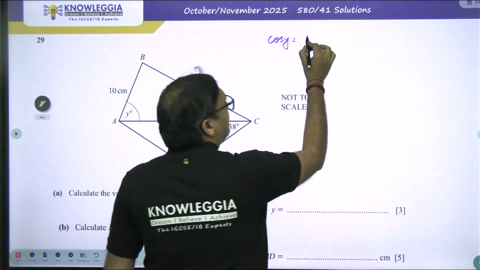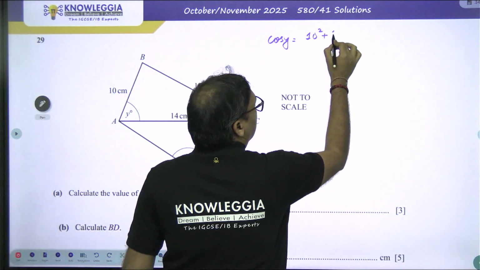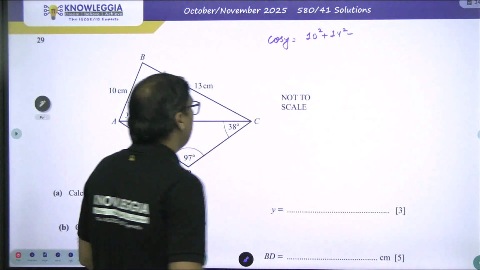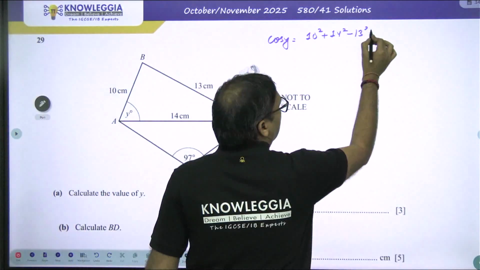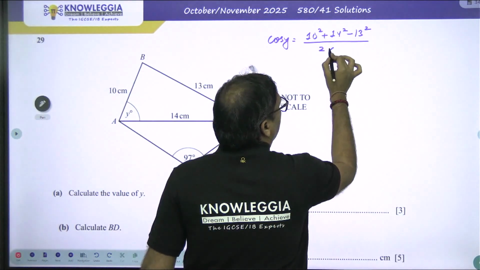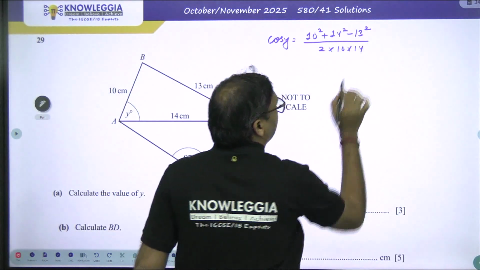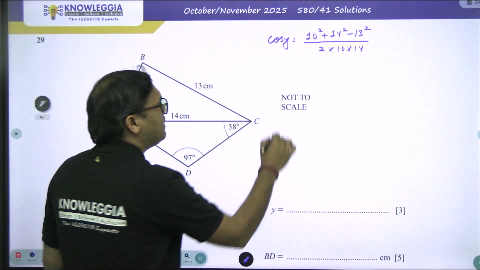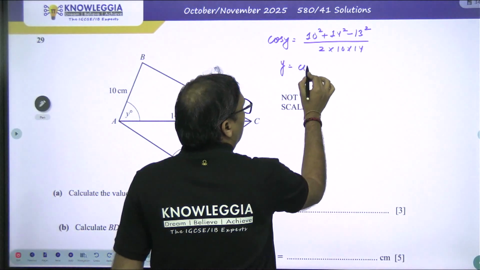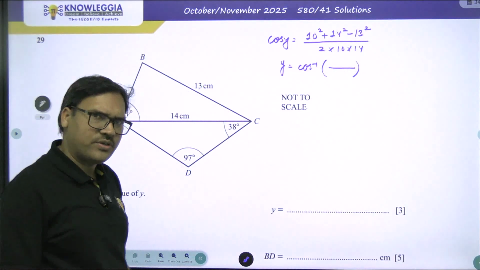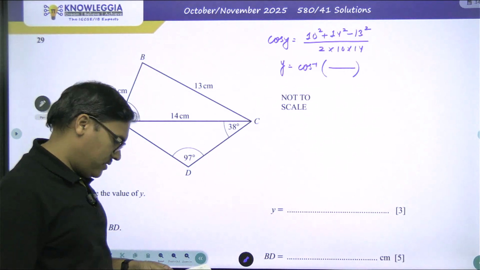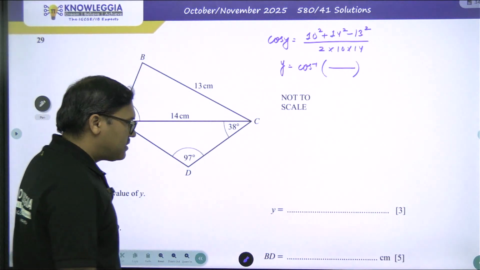So this is 10 square plus 14 square, minus this 13 square, opposite of this is 13 square, upon 2 into 10 into 14. So what is y? y will be equal to cos inverse of this value, which you can easily find. If you put all these values, you will find that the answer will be 63 degrees.